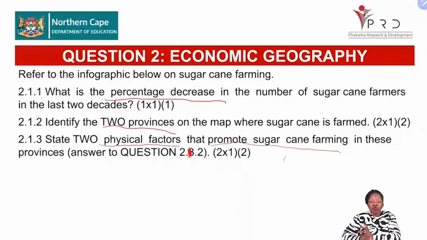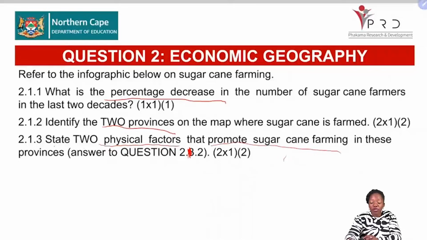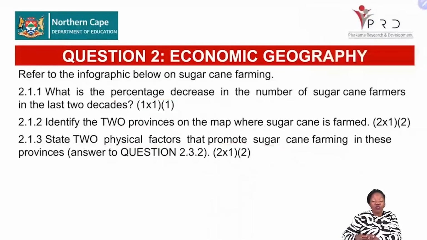Now that we have gone through the extract for the second time, or the resources or infographic, you will now be able to answer the questions. Remember, the first question, we are looking at that percentage decrease, and then number 2, you need to identify those 2 provinces, and then you state the physical factor that promotes the sugarcane in these provinces you have identified in the above question. So I'm going to give you 4 minutes to answer these questions, and then after 4 minutes, we will be able to go through the solutions.